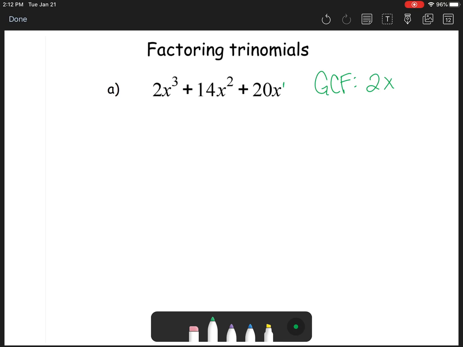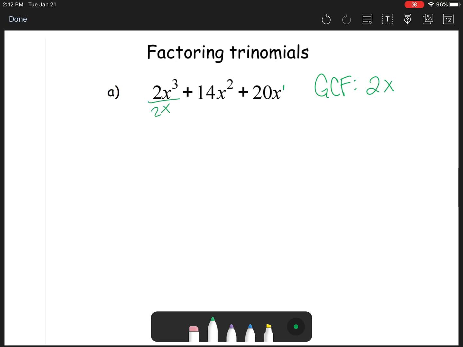Now remember, when we take the greatest common factor out, we're essentially just dividing it out of the problem. So if we have 2x cubed divided by 2x, our 2's are gone, and if we have x cubed and we take 1x out, we just have x squared. 14 divided by 2 would be 7, and then we lose an x from that term. And then 20 divided by 2 would be 10, and our x is completely gone.